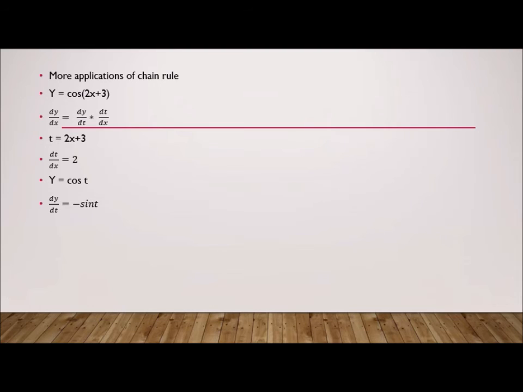The derivative of cos is always negative sine. We shall derive this further in our example on trigonometrical function differentiation. I'll be looking at it in the next tutorials. So when we differentiate cos t, we get negative sine t, and when we substitute in our chain rule, we get negative sine t times 2. Substituting for t, we get dy/dx is equal to negative sine(2x plus 3) times 2. And our answer will be negative 2 sine(2x plus 3).